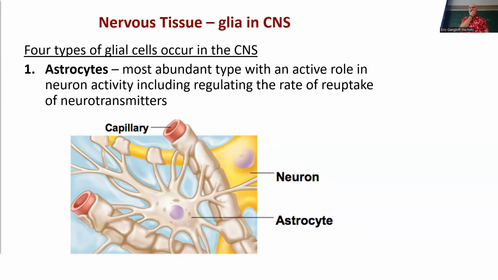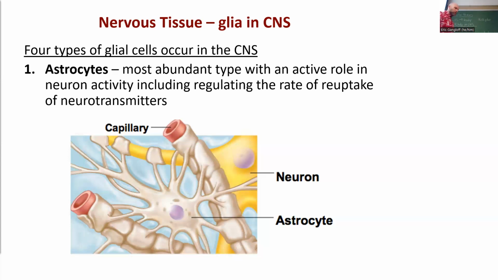Two important things I want you to know about astrocytes: structurally, they have a cell body and then all of these processes coming out that are wrapping around not only the neurons but the blood vessels found throughout nervous tissue. And they're important for regulating neurotransmitters.